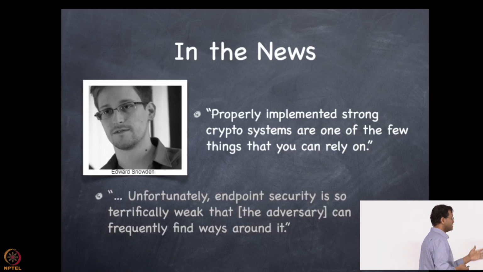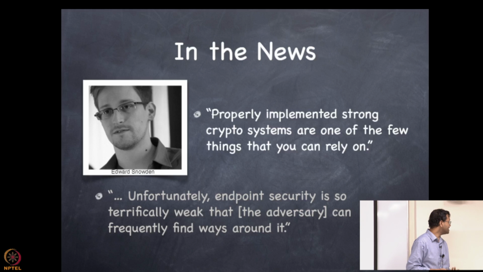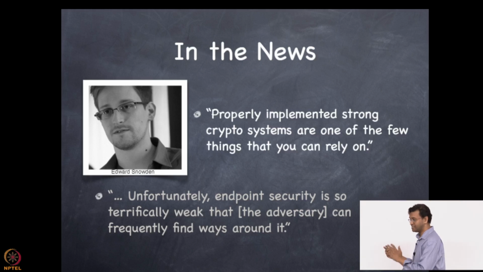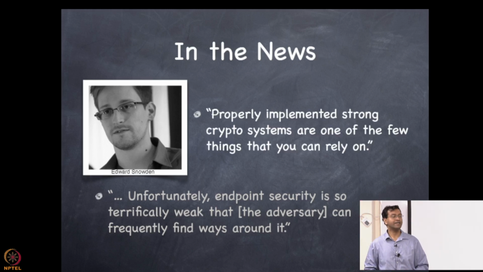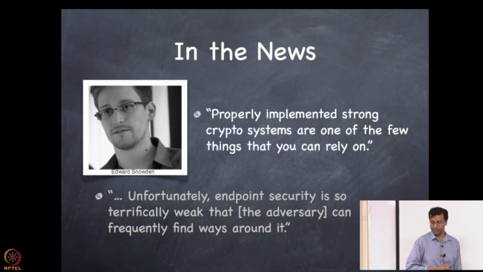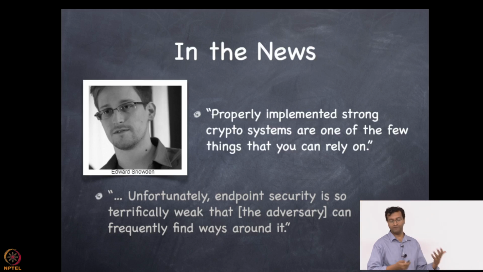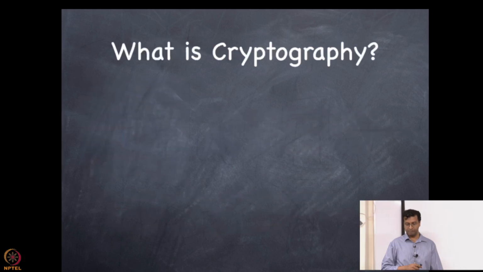But unfortunately, he goes on to say, endpoint security, so things like your devices, is so terrifically weak that the adversary can frequently find ways around it. So that's a part of security that we won't talk about today. We'll talk about the part we know how to do very well, the cryptography, because even though in principle we know how to do it, there are a lot of mistakes you can make and a lot of problems that can come up.